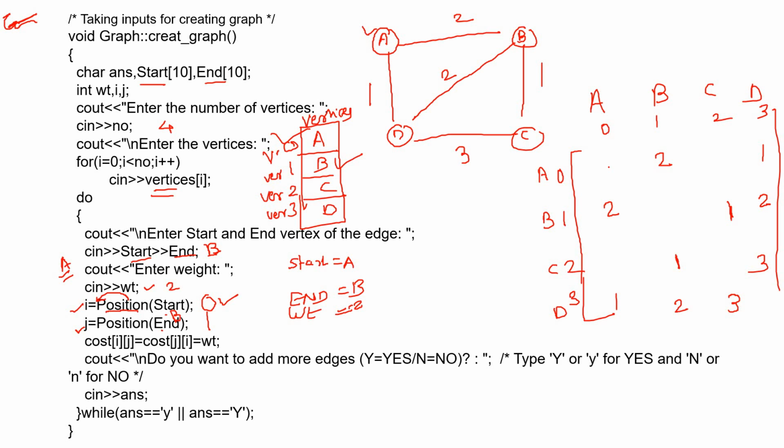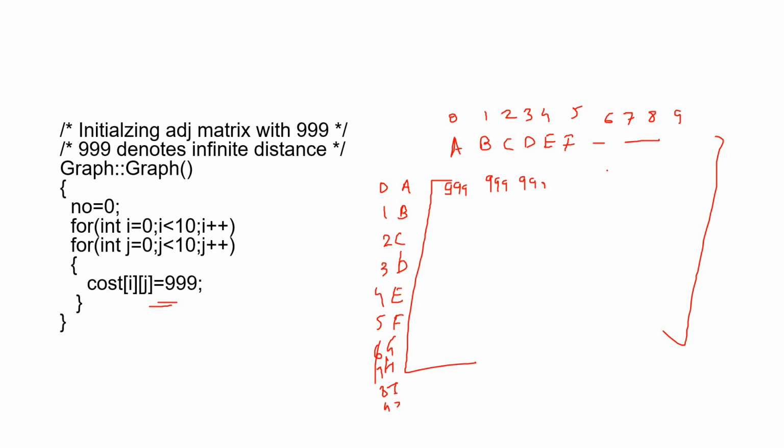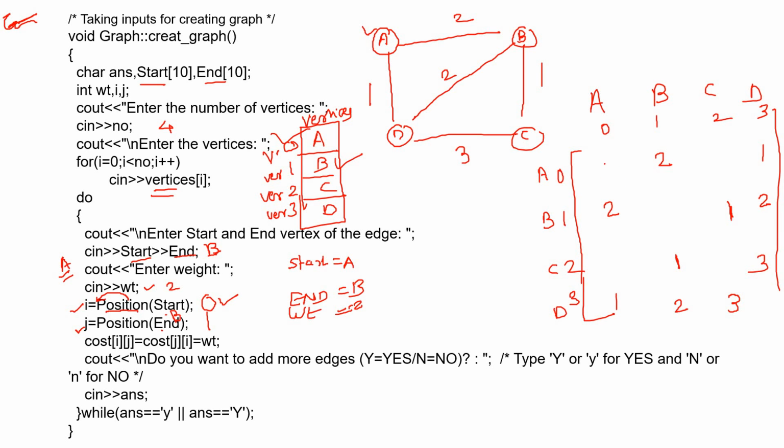And the remaining positions we have initialized with the help of the constructor to 999. So all remaining position values will be equal to 999. There is no edge between C to A as well as A to C. Same is the case for C to C, there is no edge. D to D, there is no edge. So this matrix we have created with the help of this function.